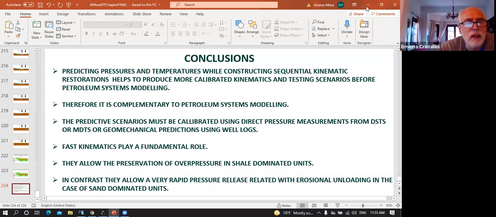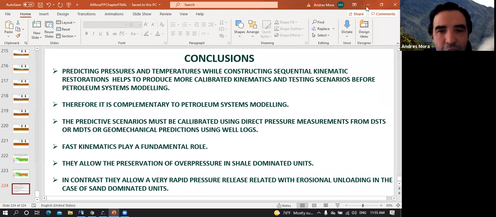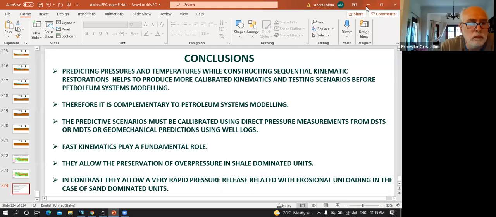One thing, Andres, also: with a track bar you can control the ratio between shales and sandstone. Oh, okay, that's great. Thank you, Ernesto. You're welcome.